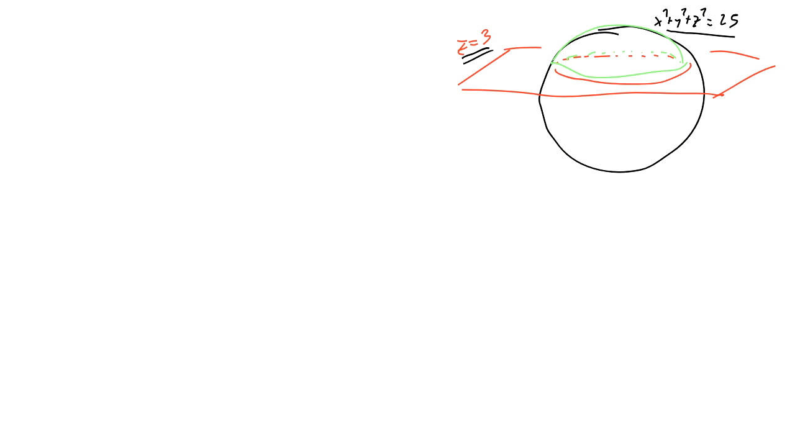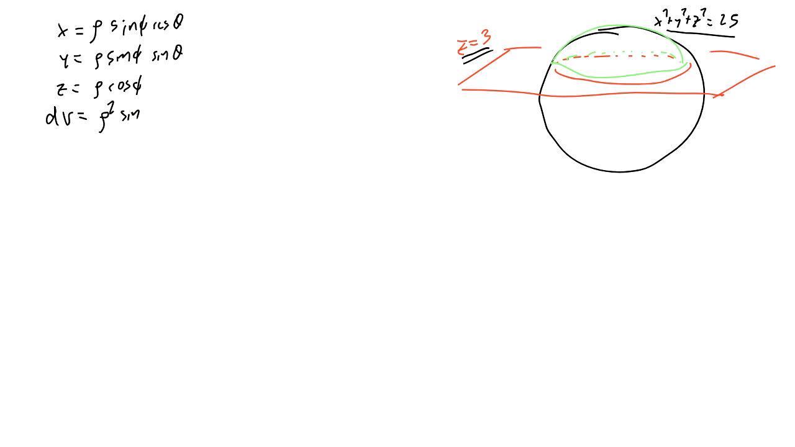So let's go back and review x, y, z, and dV for spherical coordinates. x is rho sine phi cosine theta. y is rho sine phi sine theta. And z is rho cosine phi. And dV is rho squared sine phi d rho d phi d theta.